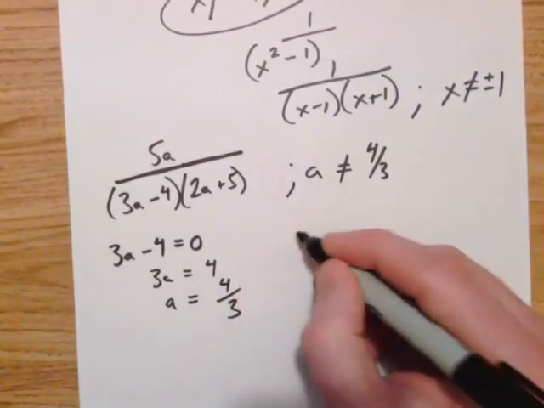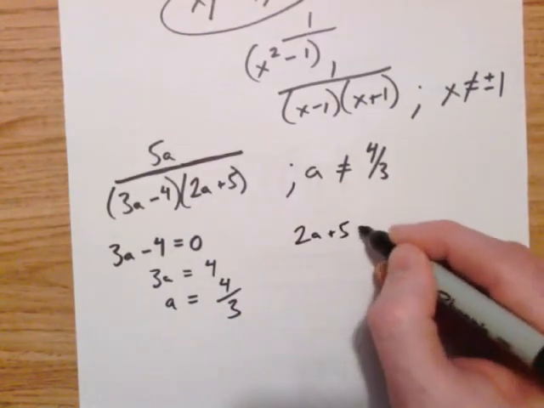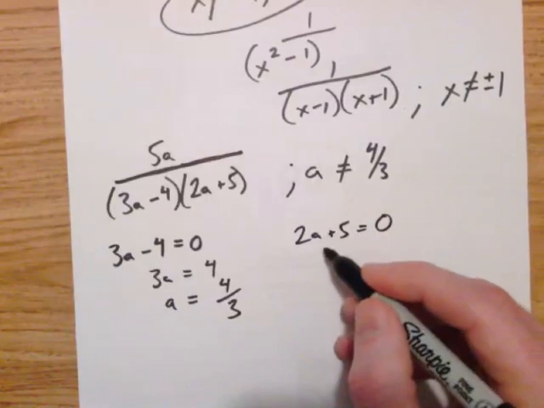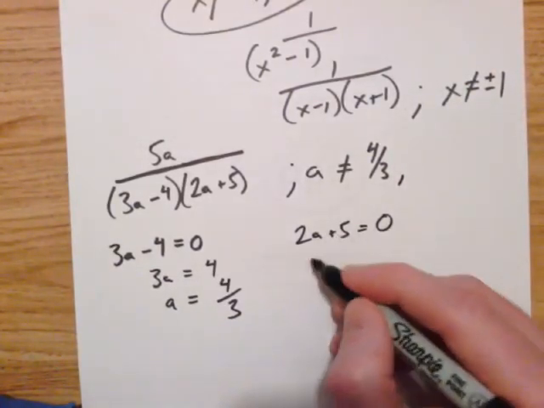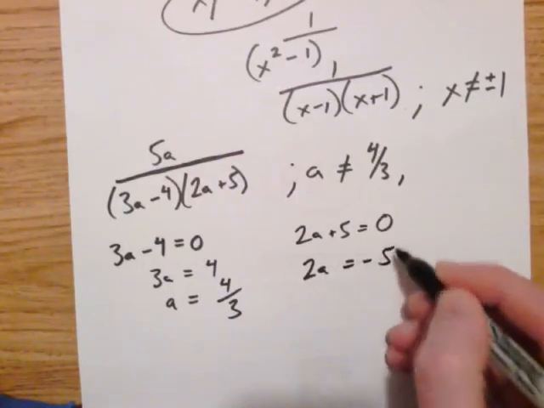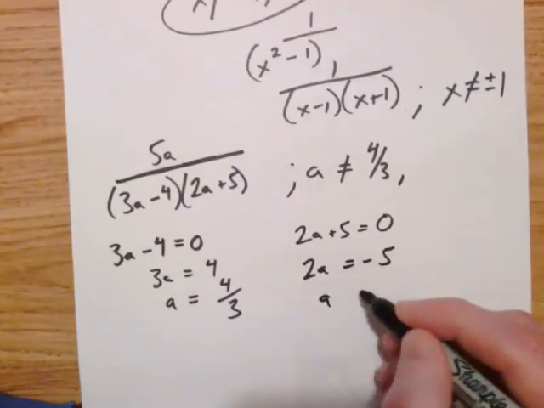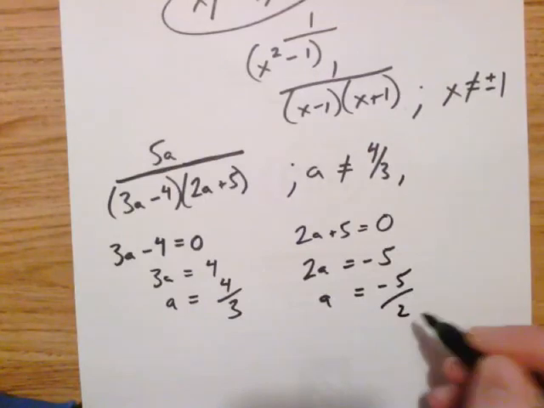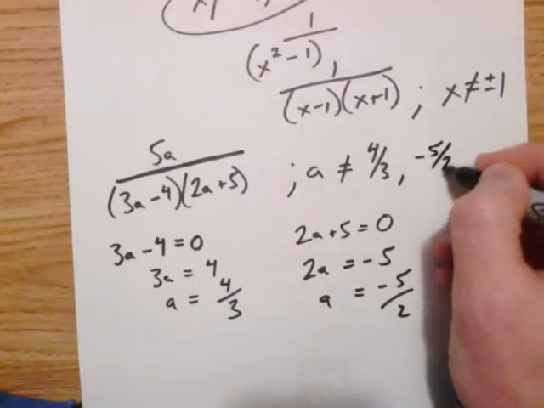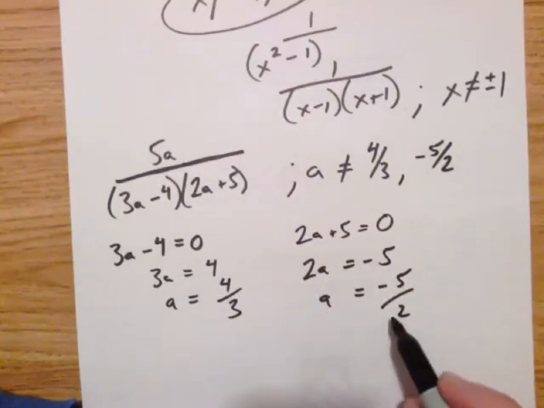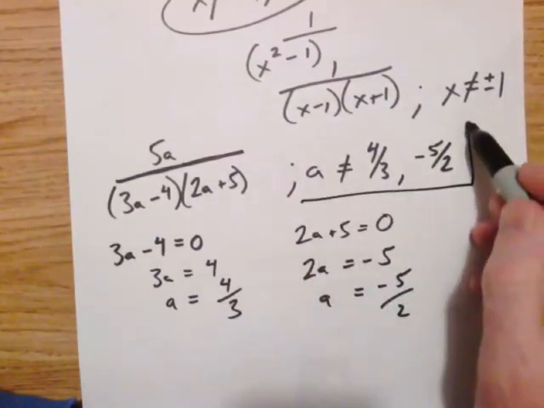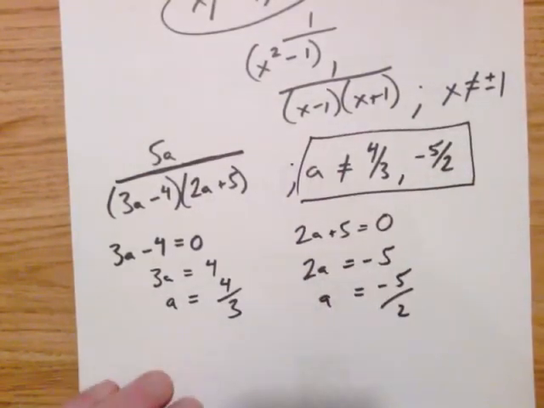Same idea for this. 2a plus 5 equals 0. So we're solving for a to find out what it cannot equal. Subtract 5 from both sides. 2a equals -5. Now it's negative. Divide by 2. -5 over 2. So a equals this in order for this whole thing to be 0, which means a cannot equal that. I hope that helps clarify some of my mistakes and stuff.